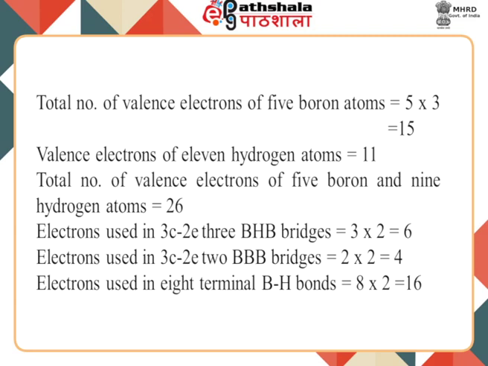The valence electrons of 11 hydrogen atoms is 11 and the total number of valence electrons of 5 boron and 11 hydrogen atoms is 26. Electrons used up in the 3 center 2 electron 3 BHB bridges is 6. Electrons used up in the 3 center 2 electron 2 BBB bridges is 4 and electrons used in the 8 terminal BH bonds is 16.